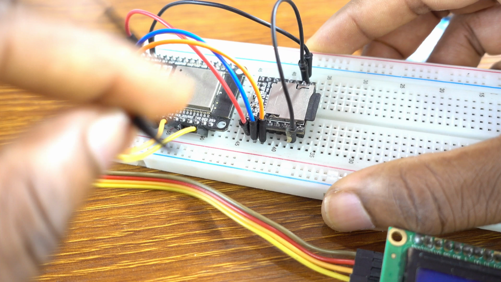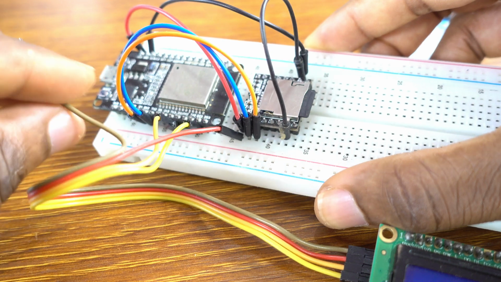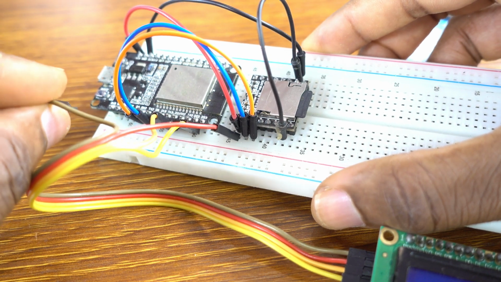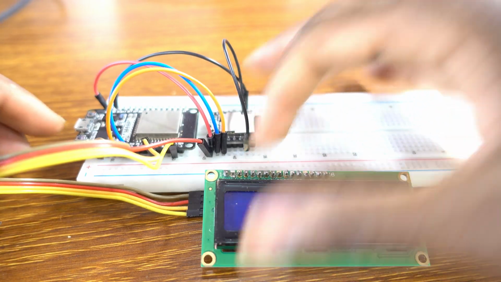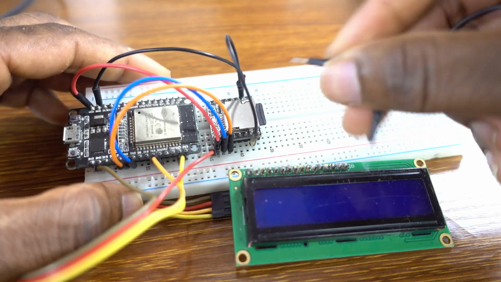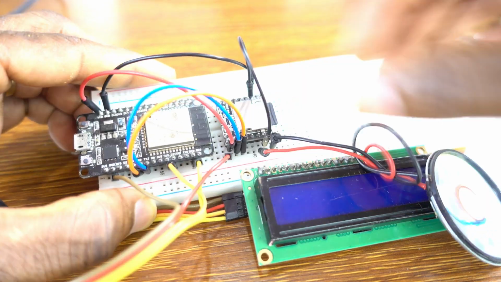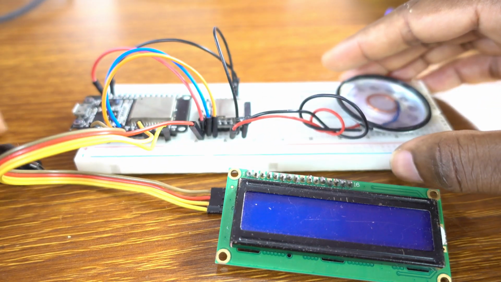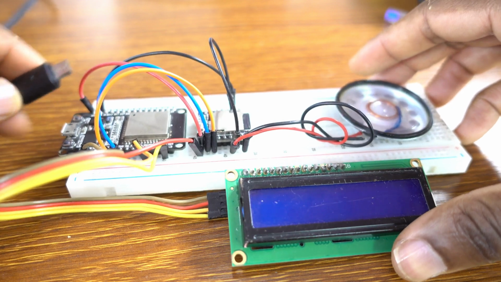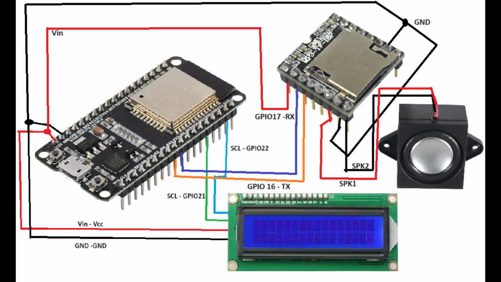Of course, we connect the VCC to the in through the VCC pin of the DF player mini, the ground to ground. Okay, great. Cool. Now, the red wire of the speaker to speaker one and speaker two, black wire. Then we connect the cable to upload the program. Let me show you the schematic diagram.